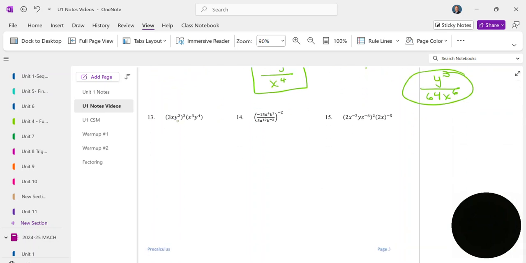Now here, before I can multiply these, I have to raise that to the third power. So it becomes 3 to the third, x to the third, y to the sixth. And then I can multiply the like terms. 3 to the third is 27. X to the third times x to the third: remember, when you multiply, you add the exponents. And y to the sixth times y to the fourth gives me y to the 10th.